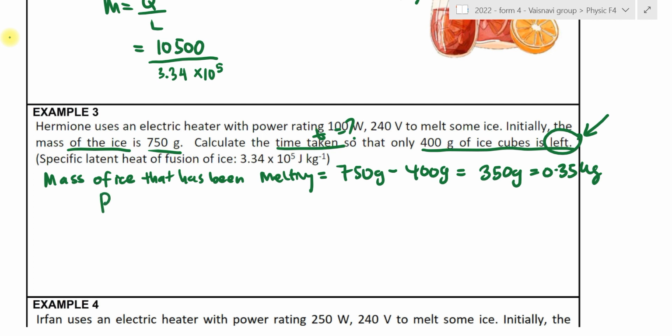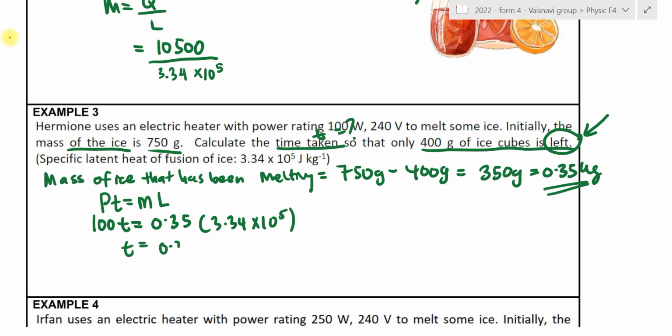Okay, as usual, kita buat Pt equals to ml. Very good. Pt equal to ml. Jadi power dia 100, time dia kita dah tahu. Mass dia adalah 0.35 dan latent heat is 3.34 times 10 to the power of 5. Jadi t is equal to 0.35 multiply 3.34 times 10 to the power of 5 divided by 100.